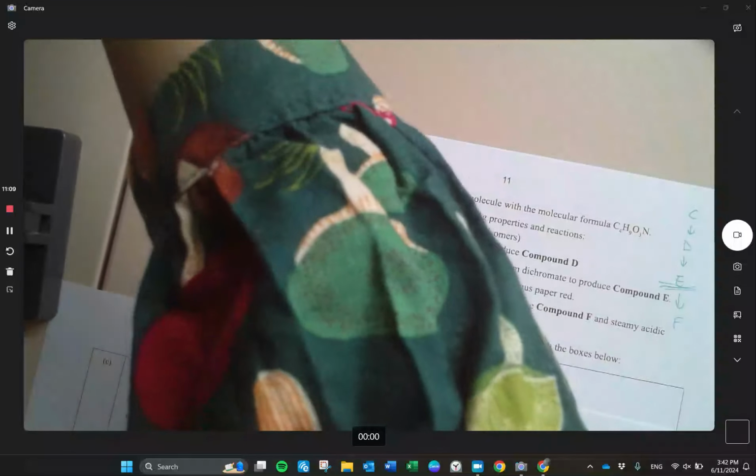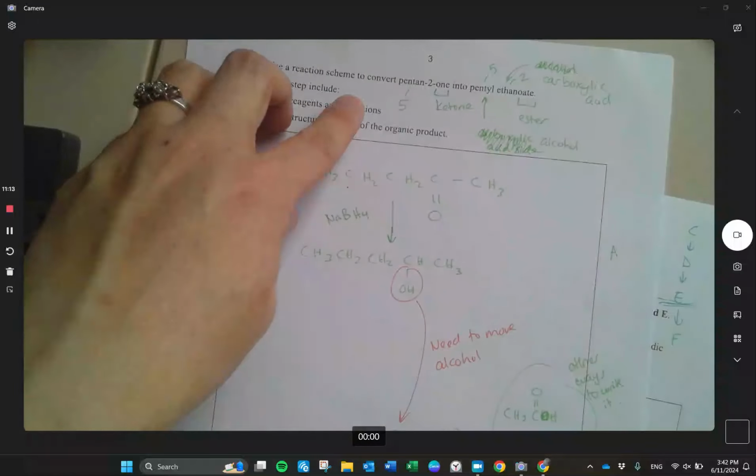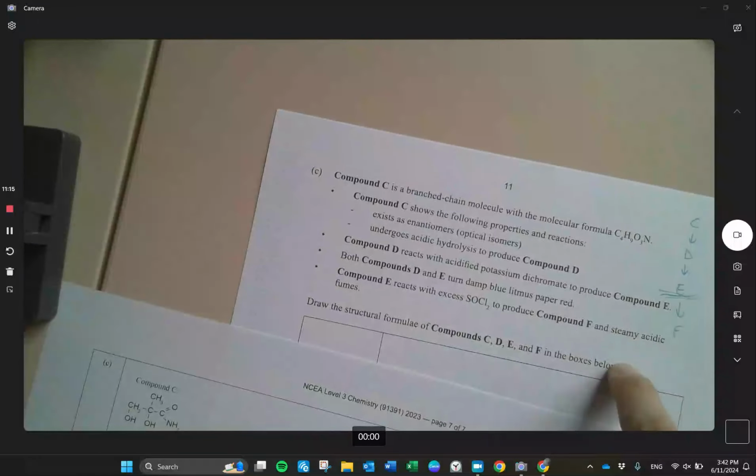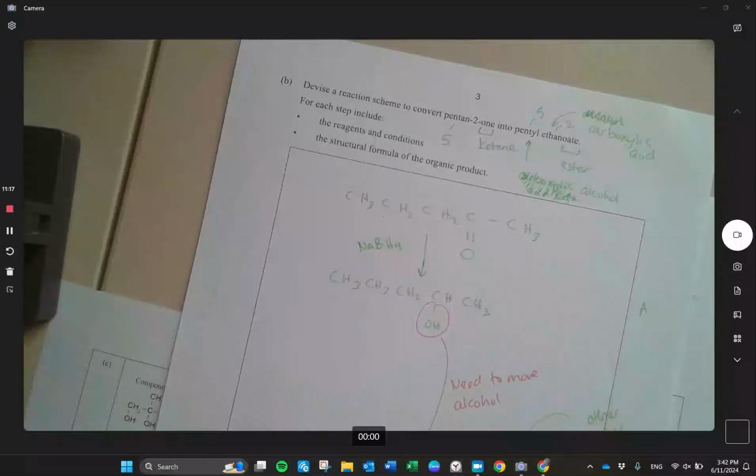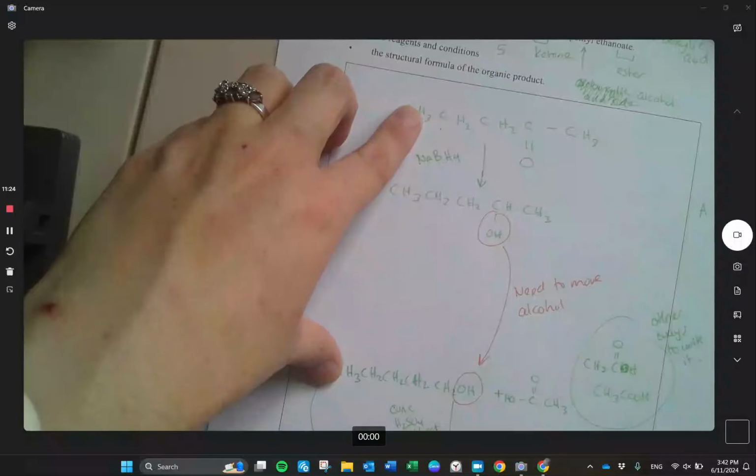This one is the same as this one here, except the way it's structured and the hints they give you help you know what the first and last step are. You know the first step is I need to get rid of this ketone, and I need to have an alcohol and a carboxylic acid to make this. So you can actually figure out what's going on.